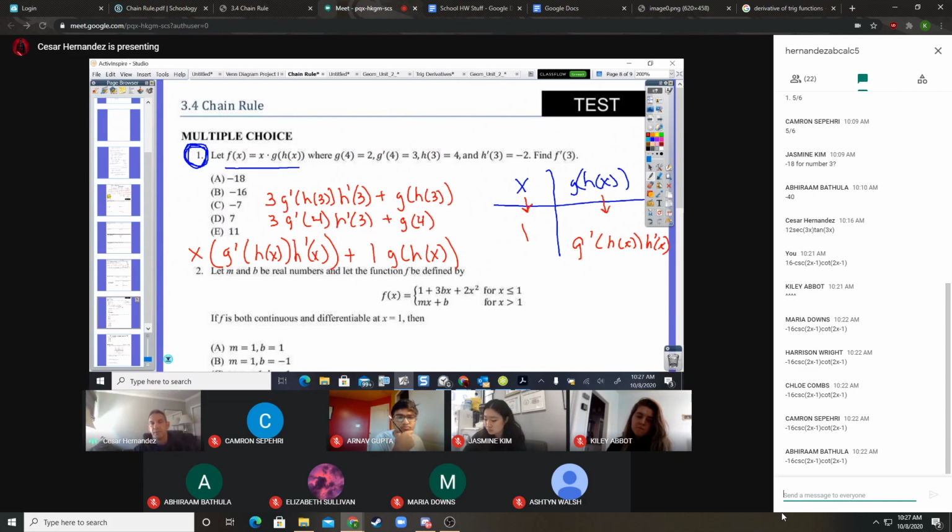Okay, so again, I'm just looking at the numbers above. H of 3 is 4. Then I have G prime of 4. So G prime of 4 is 3. H prime of 3 is -2. And G of 4 is 2. So -18 plus 2 is -16.